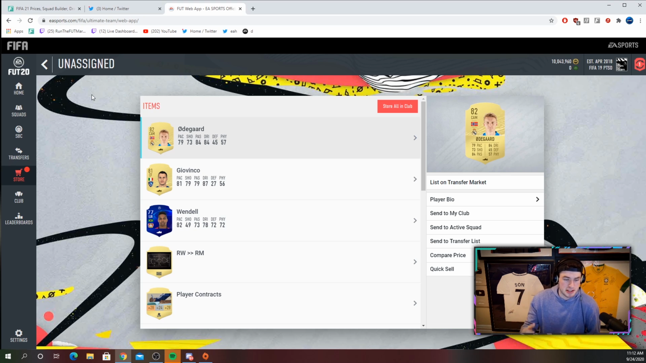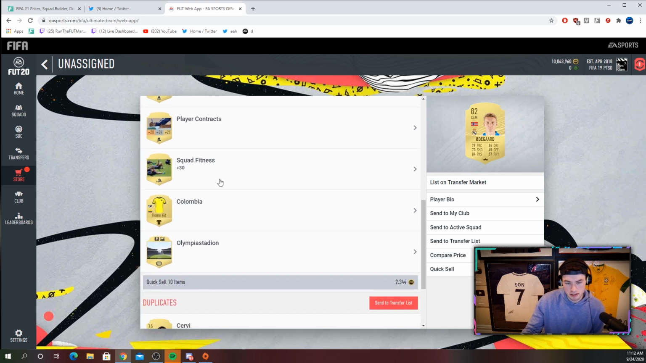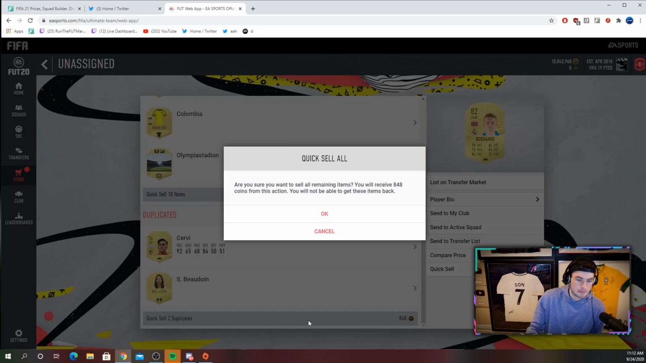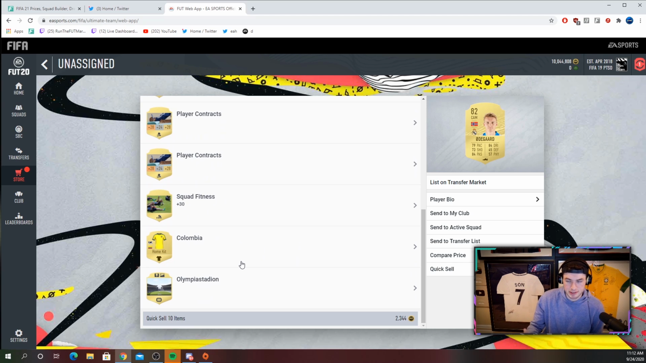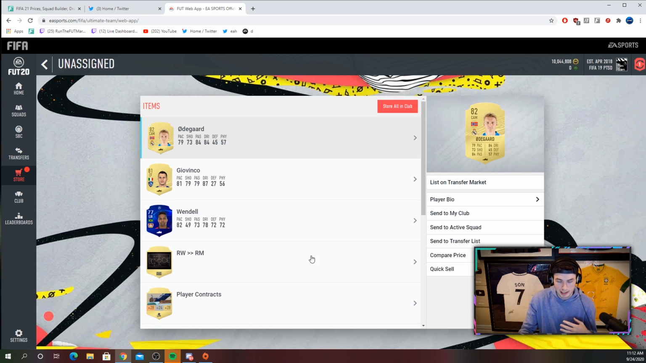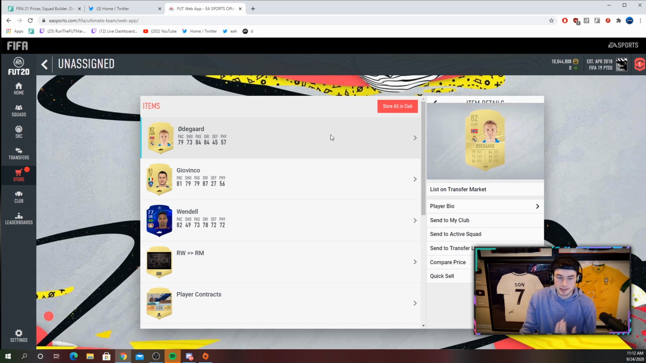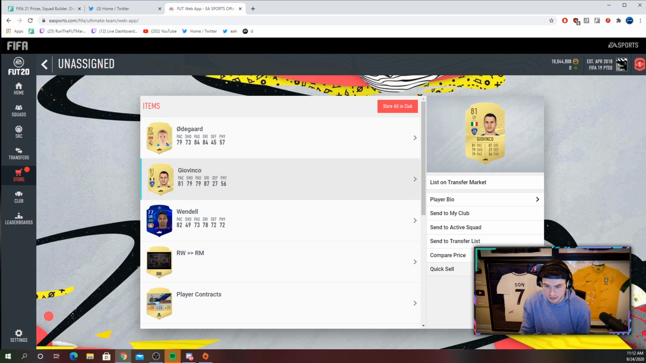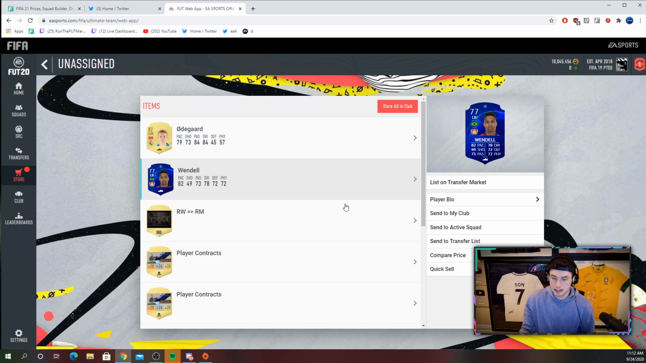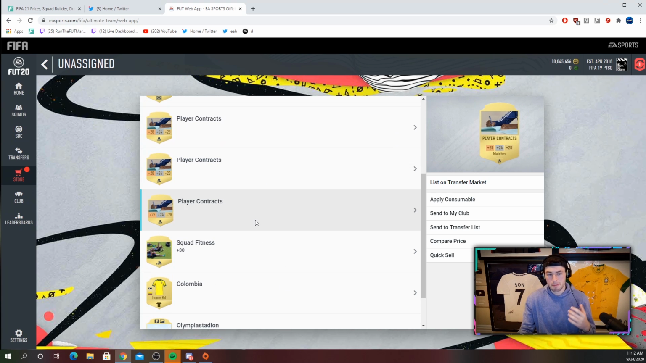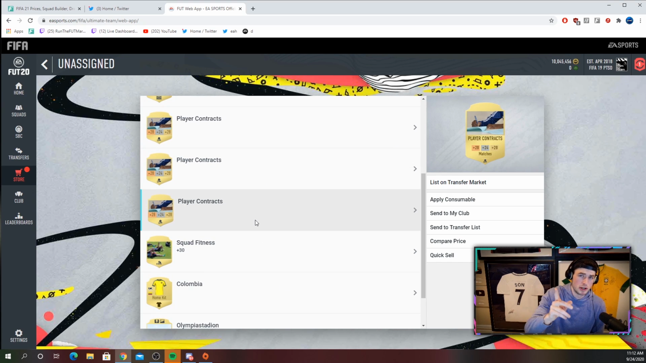So let's say I have 10,000 coins. Let's say I'm quick selling the stuff that I don't need. I'm selling the consumables. What I would recommend is getting as many coins as soon as possible. So if you look at a guy like Odegaard, and he's a K, sell him. If you look at a guy like Giovinco and he's only 750, don't bother listing him up. Just quick sell him because you're going to get the coins quickly. And then go through the contracts. Maybe list all the consumables one time.